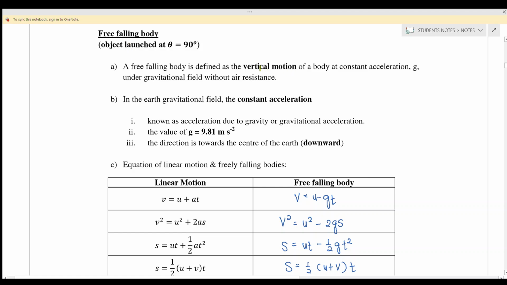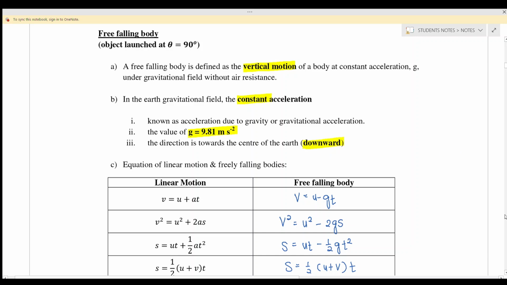A free falling body is defined as vertical motion of a body at constant acceleration under the gravitational field without air resistance. So for a free falling body, we assume it moves vertically. In the Earth's gravitational field, the value is constant, always equal to 9.81 meters per second squared, and the direction is always downward. That's why we assume that our g is always equal to negative g.